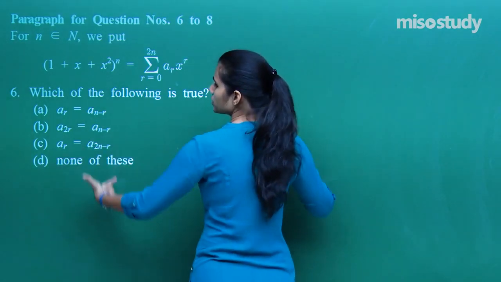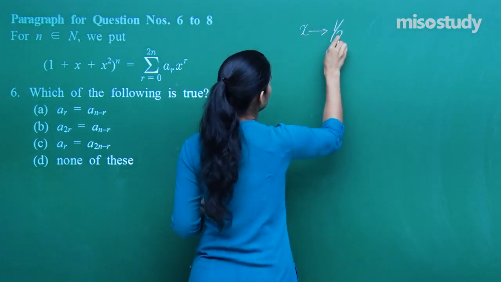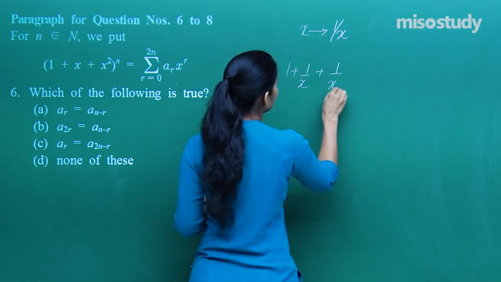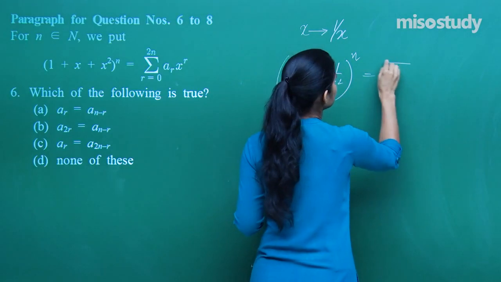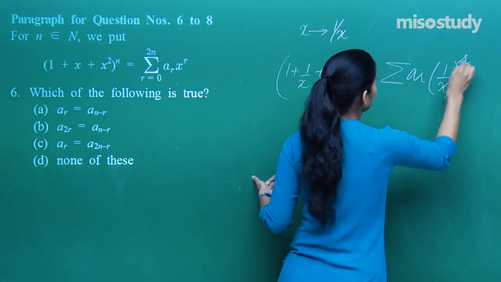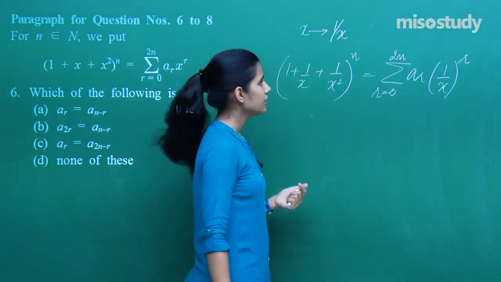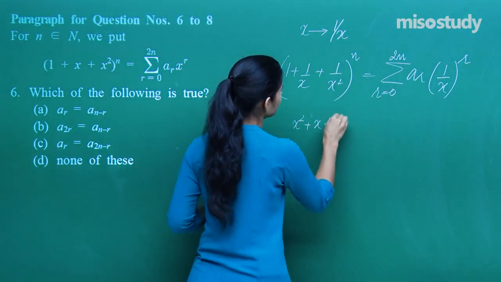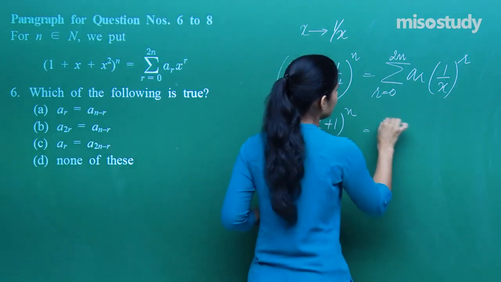Now over here, just observe the options very, very nicely. If you replace x by 1 by x, you get what? 1 plus 1 by x plus 1 by x square whole to the power n equals summation ar 1 by x whole to the power r, r running from 0 to 2n. Now the moment you get this, you know this can be written as x square plus x plus 1 whole to the power n upon x to the power 2n equals this.